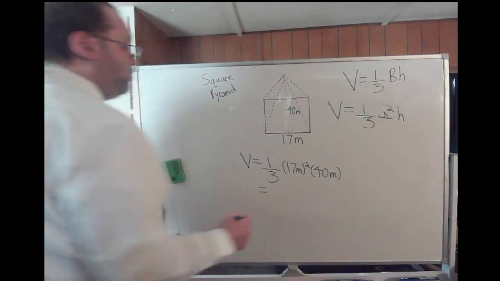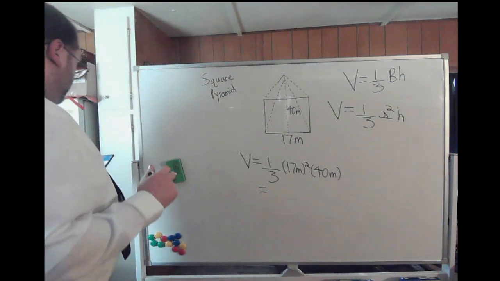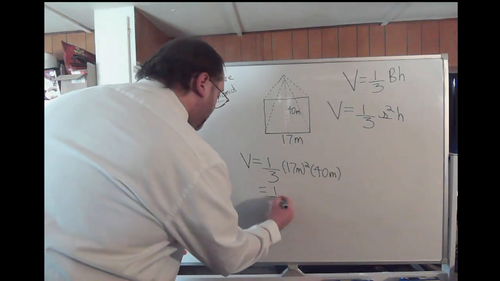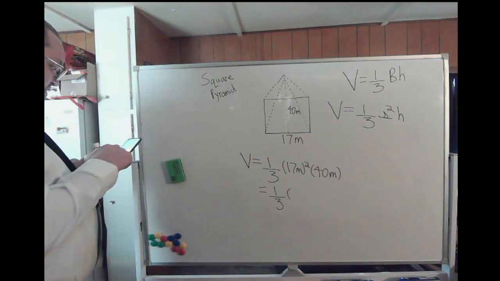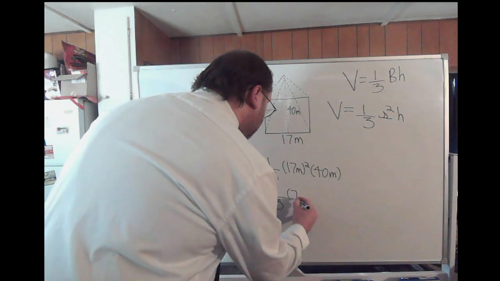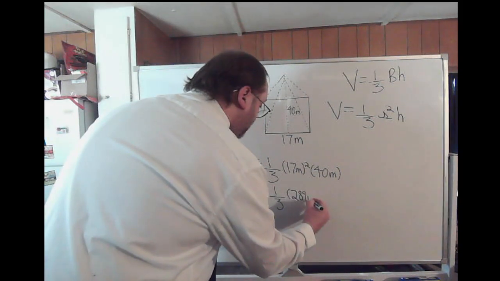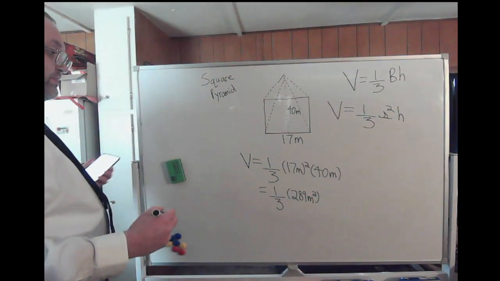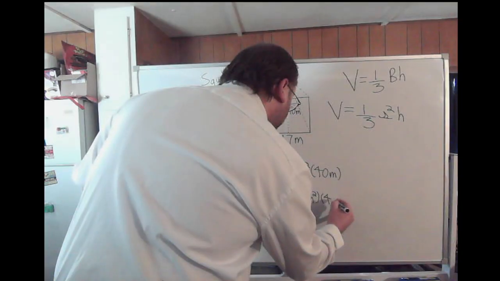Now, of course, the order of operations would dictate that we do the exponents first. So you would still have 1/3. I think 17 squared is 289. I want to be sure. It is. 17 to the second power is 289. Meters to the second power is just that, meters to the second power, times the height, which would be 40 meters.